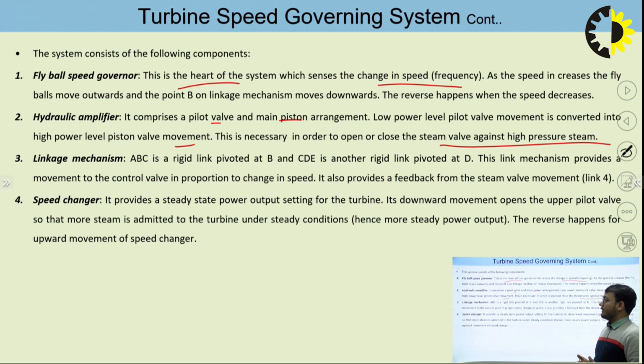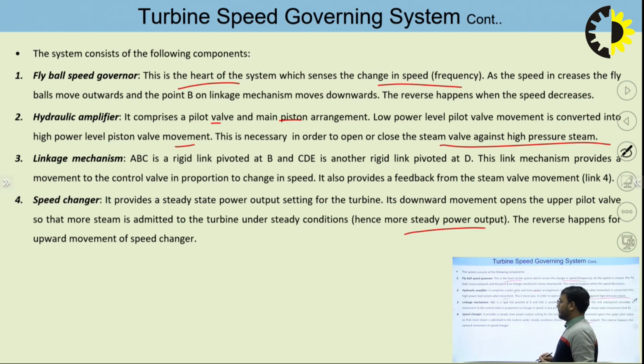Now lastly we have a speed changer which was connected to the topmost left corner, and it provides a steady state power output setting for the turbine. Its downward movement opens the upper pilot valves so that more steam is admitted to the turbine under steady state conditions, right? So hence more steady power output can be taken care of, and the reverse happens for the upward movement of the speed changer, right? So this is all about the speed governing system.